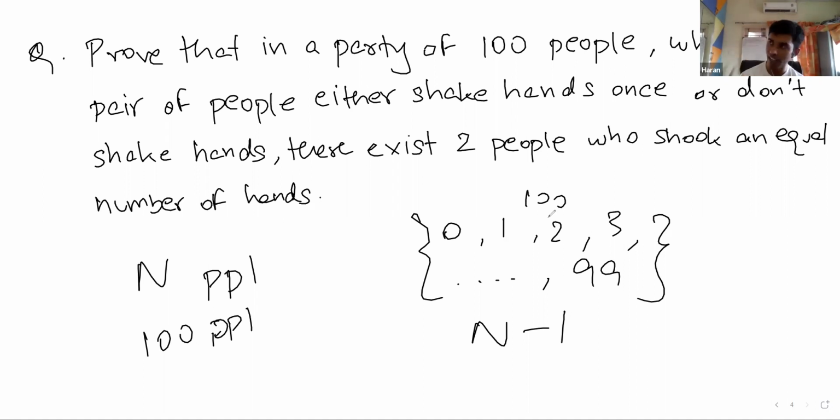If it was a set of 99 elements, then you'd say, oh, by the pigeonhole principle, there must be two people who've shaken an equal number of hands. But now I have a set of 100 elements. It just doesn't work because of this one small extra element, right? But here's the thing: there's a small catch.